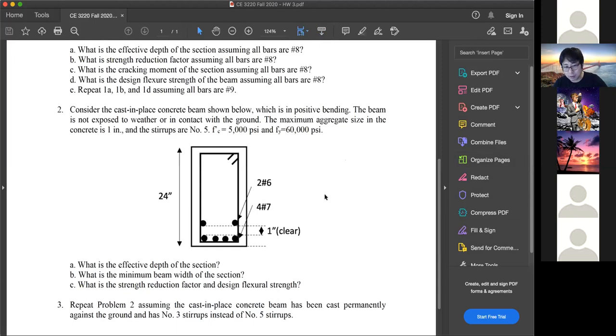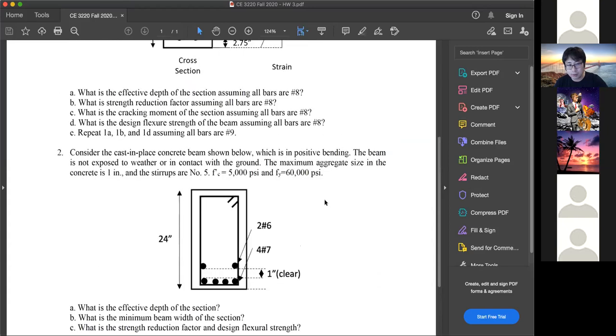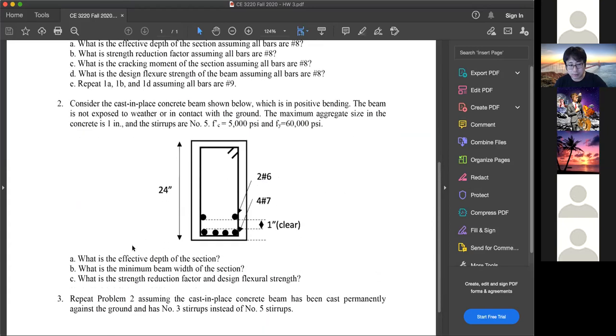So for part B on number 2 and I guess number 3, I just ran into a little bit of confusion, starting on part A with the effective depth for the vertical spacing between the bars. Do we use the 1 inch that's given, or do we need to use 1.33 times the diameter of the aggregate?